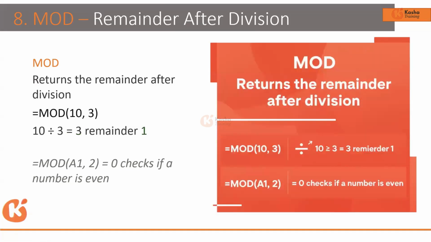Then you have the mod function. Mod is just to find the remainder after your division. Whatever remainder comes, that is your mod function. Here also you can see it returns the remainder after division. You can see 10 divided by 3. 3 times 3 is 9, but the remainder will come as 1 because 10 minus 9, the remainder is 1. Same thing here also, you can check out your mod function.